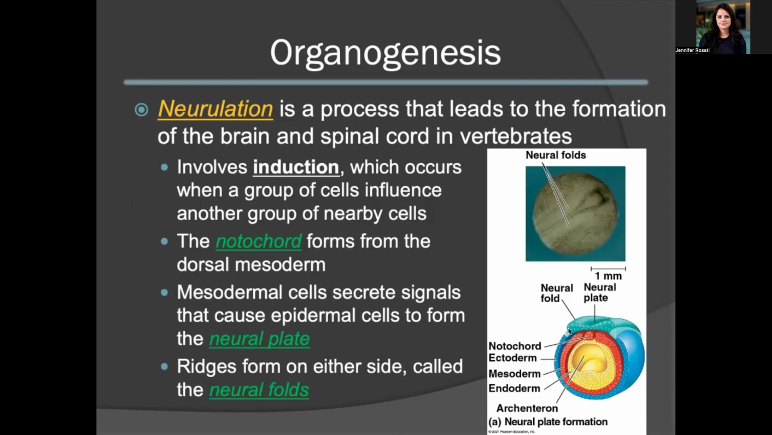Neurulation is a process that occurs during organogenesis. Neurulation refers to the process that leads to the formation of the brain and spinal cord in vertebrates. It involves an induction process. Induction occurs when a group of cells can influence the development of another group of nearby cells. In this instance, the notochord forms from the dorsal mesoderm. These mesoderm cells will then secrete signals that cause epidermal cells to form a neural plate. In addition, ridges will form on either side of the plate called the neural folds.